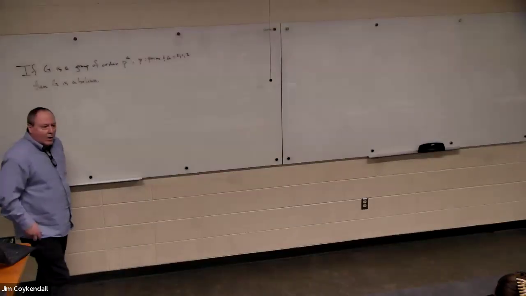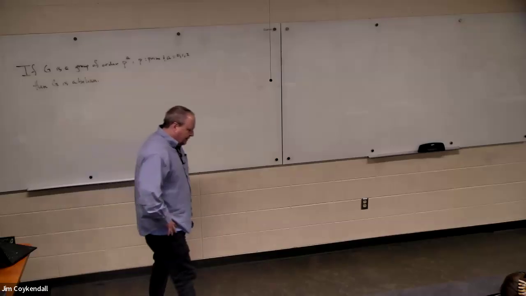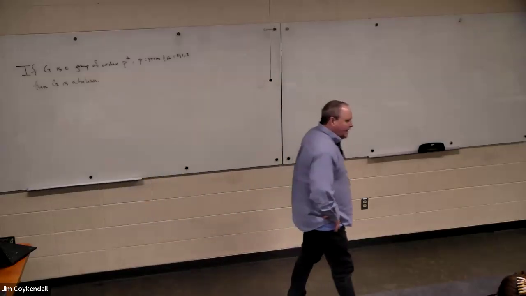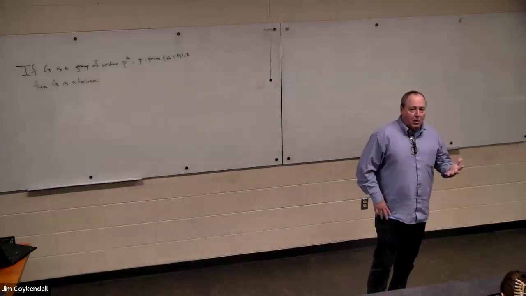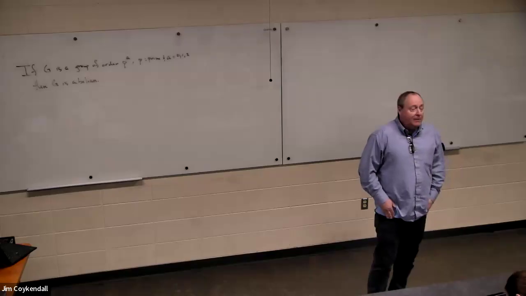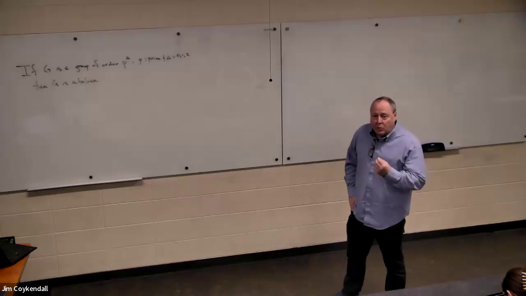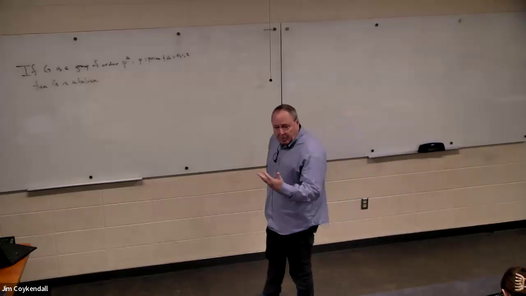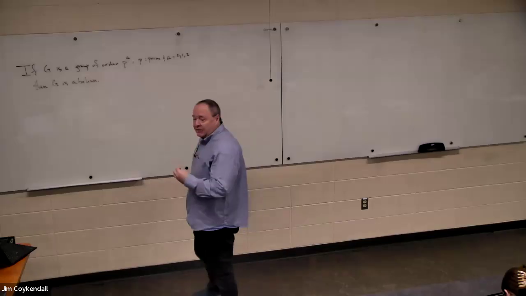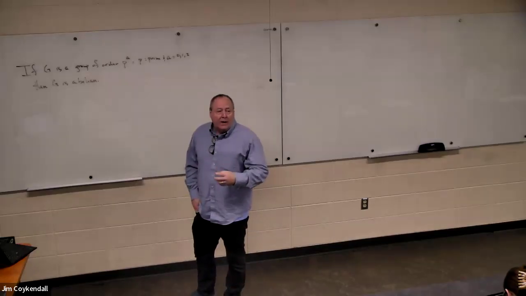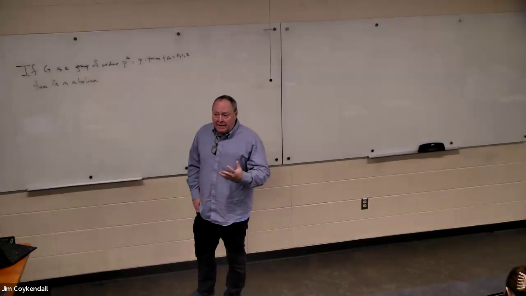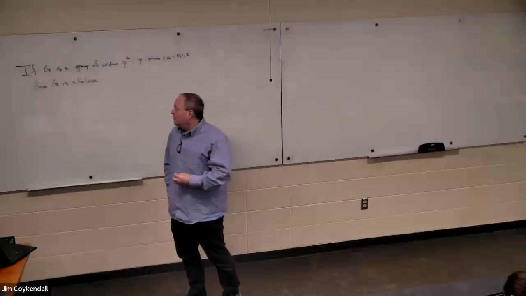So when we last talked, we had the class equation. And one of my favorite corollaries of the class equation is the fact that if you have a group of order p to the n, so it's just a prime power, then it's got a non-trivial center, right? So there's at least one non-identity element that commutes with everything in the group.